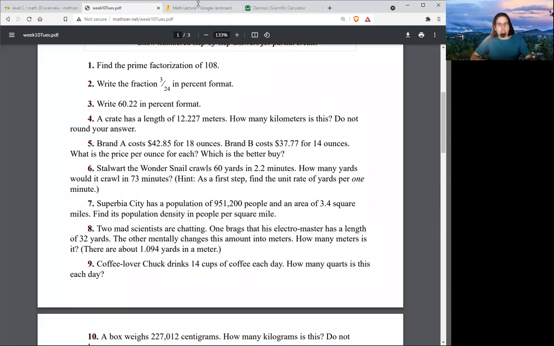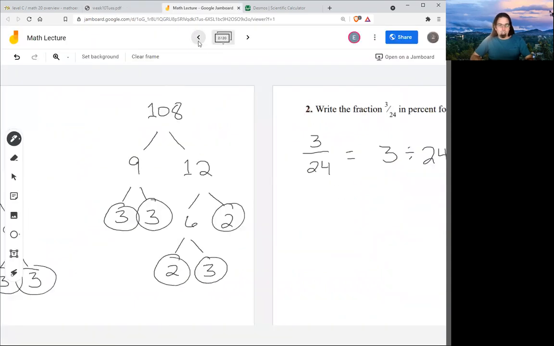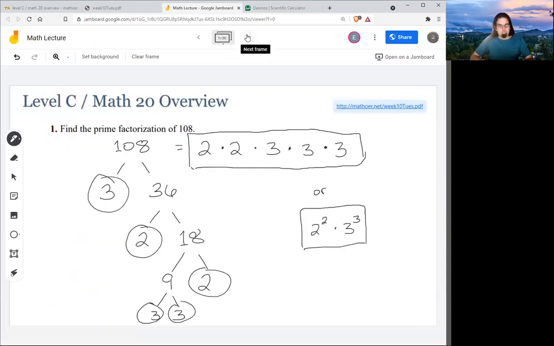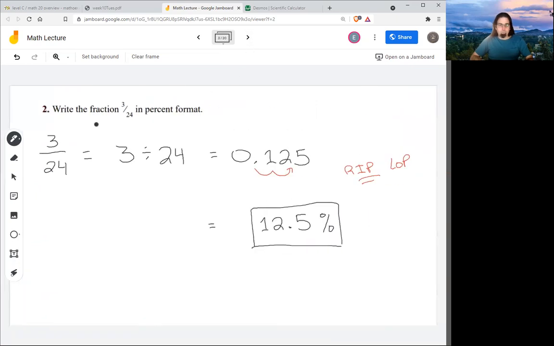So number one, prime factorization is the tree. And number two, turning something into a percent, the ratio table helps us there.